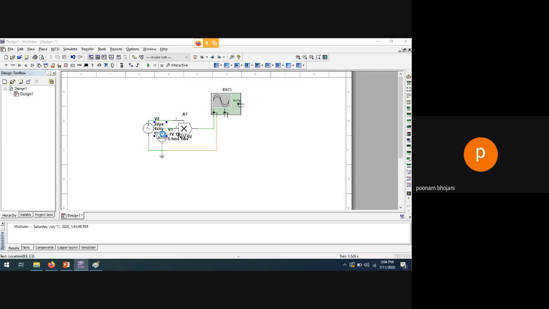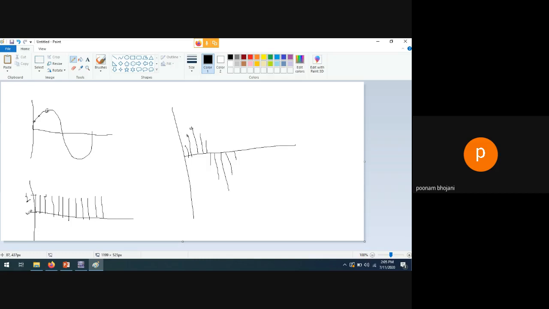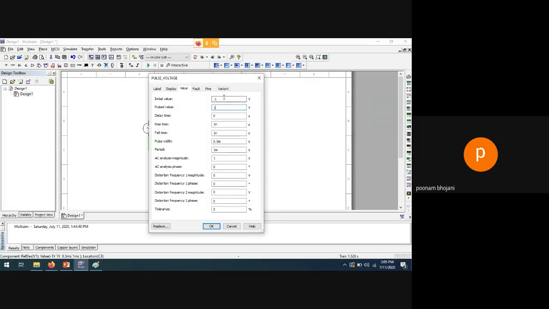Now let me open the properties of the pulse voltage. See, in pulse voltage, the initial value is -1 and the pulsed value is 1. What I want exactly is initial value 0 and pulse value 1. So let me set the initial value to 0 and the pulse value to 1. Second, here the pulse width is 0.5 millisecond.